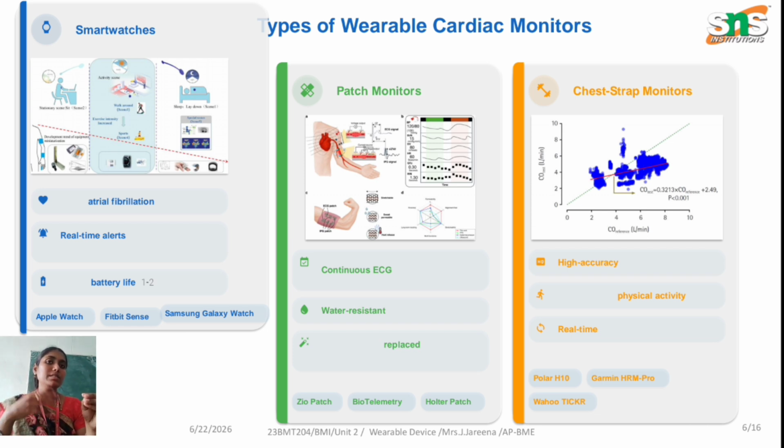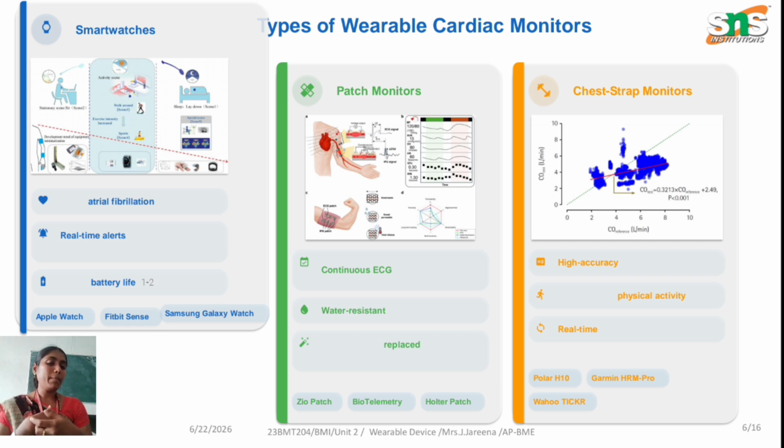We have replaced the smartwatch by means of patch monitors. And the third one is chest strap monitors. This chest strap monitor gives high accuracy because we are going to place this strap directly over the chest, where you can see the heart, right? The exact location of the heart. So it will give very high accuracy compared to the other two.